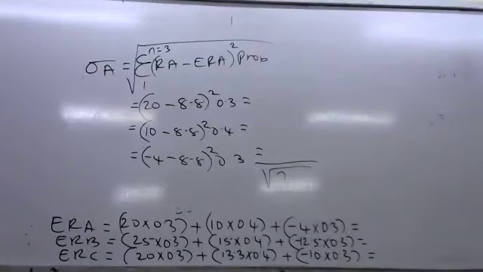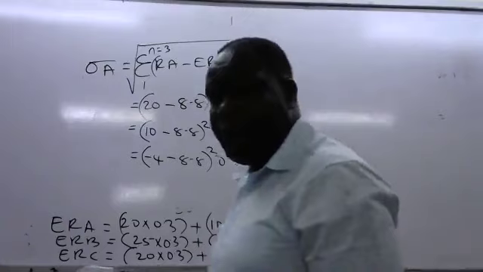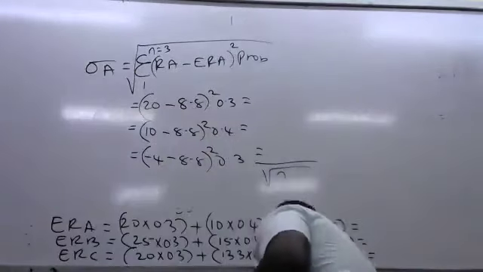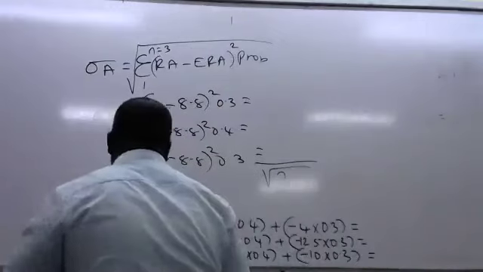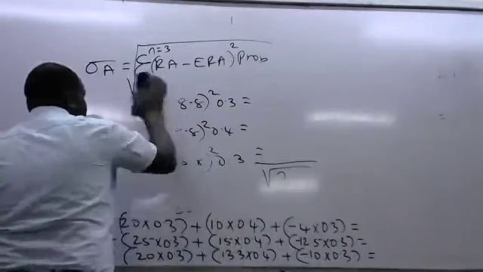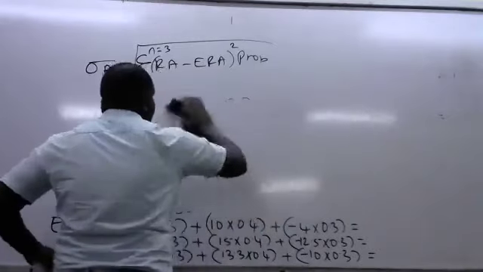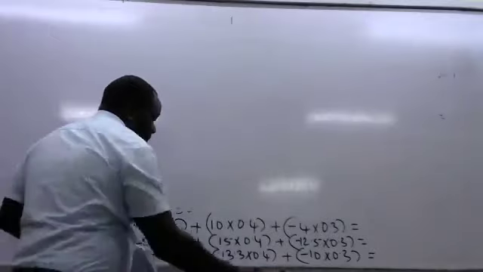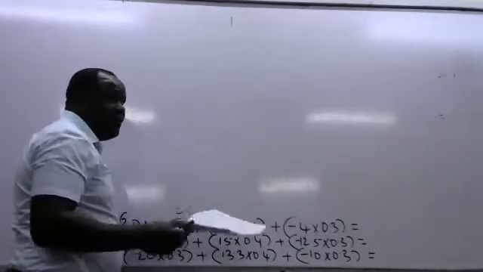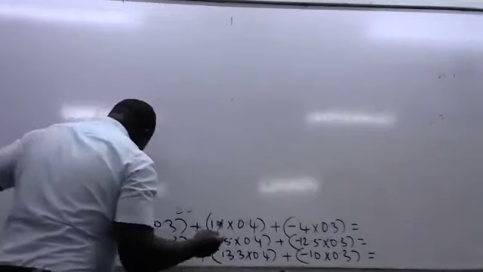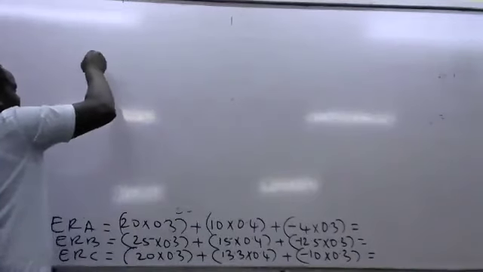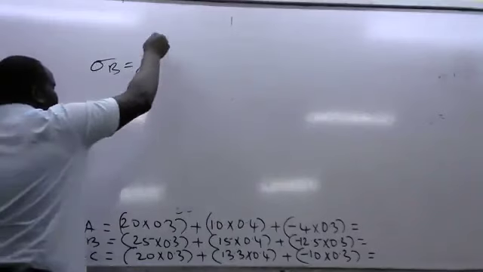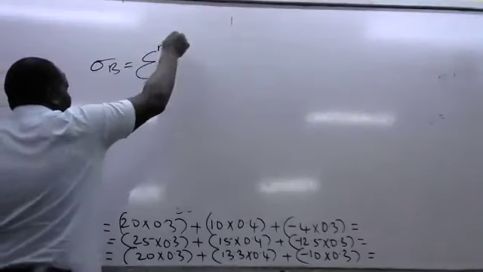So that is now for A. We also compute the standard deviation for B, where you get the summation from the first to the last. There are also three.